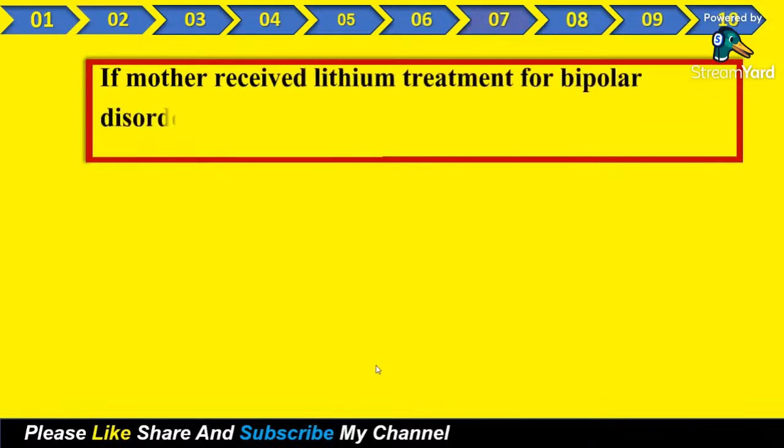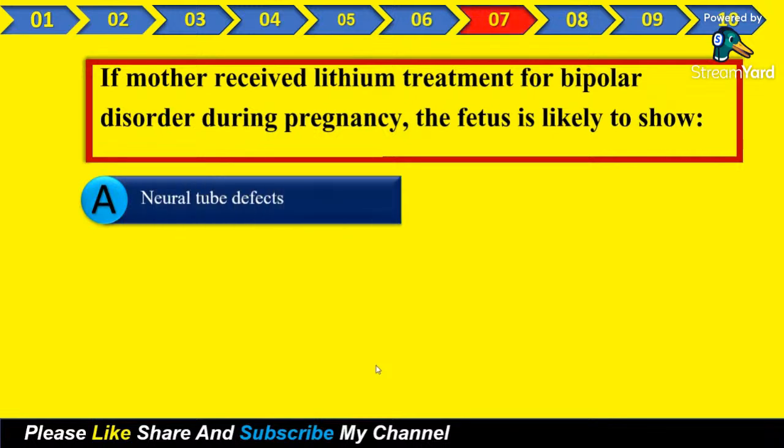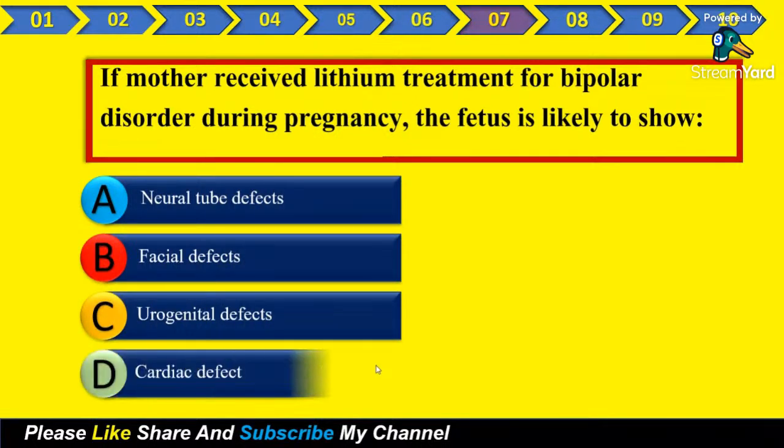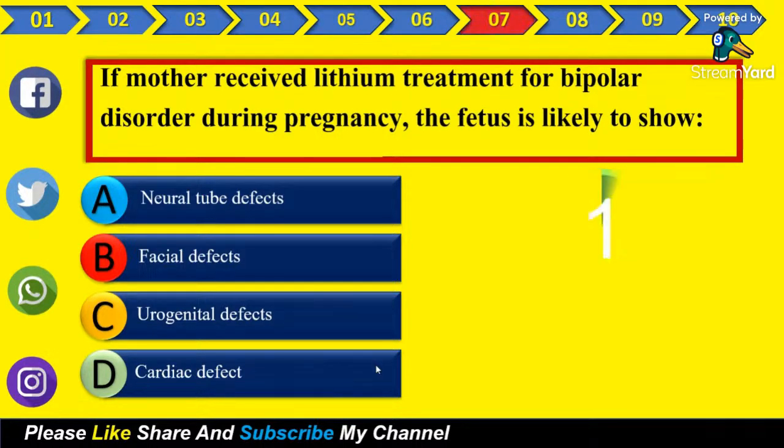If mother received lithium treatment for bipolar disorder during pregnancy, the fetus is likely to. Now, when the question comes up lithium, immediately the answer comes into your mind, abnormality. Let us look at the options. A. Neural tube defect. B. Facial defects. C. Urogenital defects. D. Cardiac defect. Now let us look what is the correct answer here.